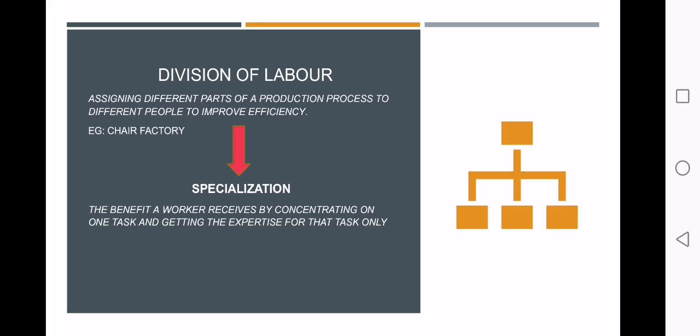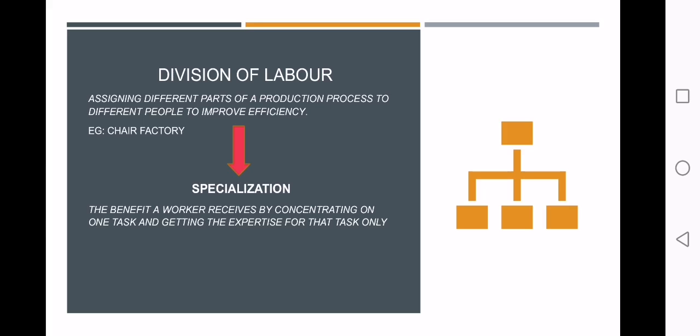In a chair factory there are about 10 people working, and every person makes a chair. But then the owner comes and says, no, we are going to do division of labor. One guy will be cutting all the wood, one guy will be putting the wood together, one guy will be putting on the nails, one guy will paint it, one guy will polish it. So that's division of labor. The guy who cuts the wood only cuts the wood, the guy who paints only paints.